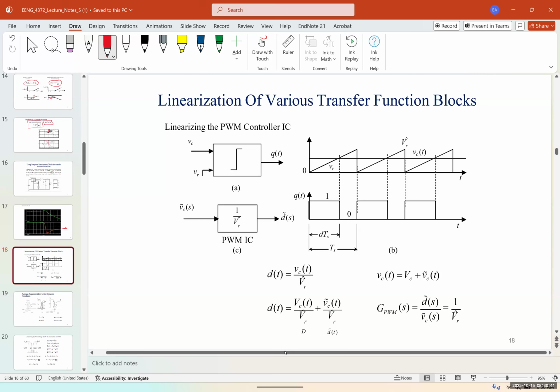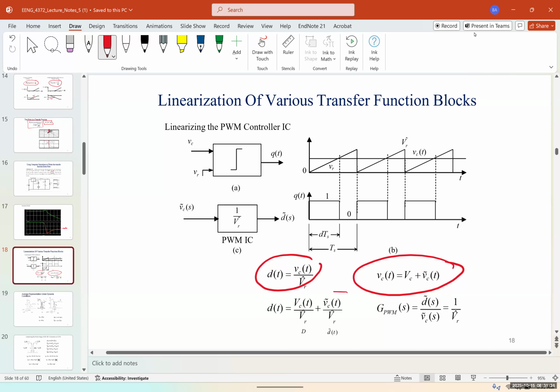Now, linearization of various transfer function blocks. We have linearizing the PWM control IC, and you can see the PWM IC here. And the equations for the PWM IC: d(t) is V_CT over V hat R, which is the average one. Again, V_CT we can find using the equation V_C plus V hat CT. And the PWM is going to be d hat(s) over V hat C(s).